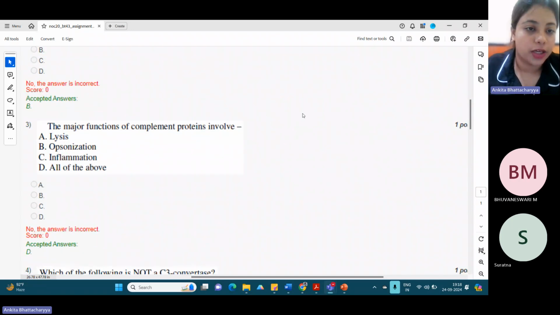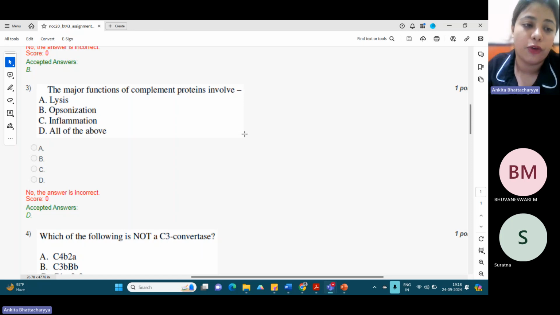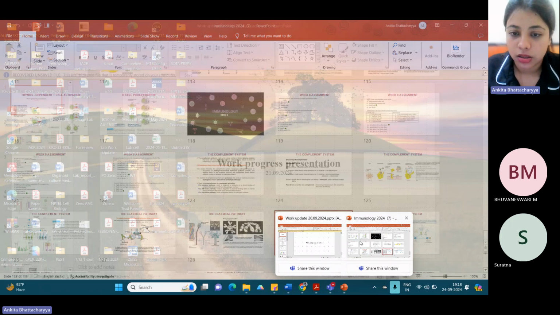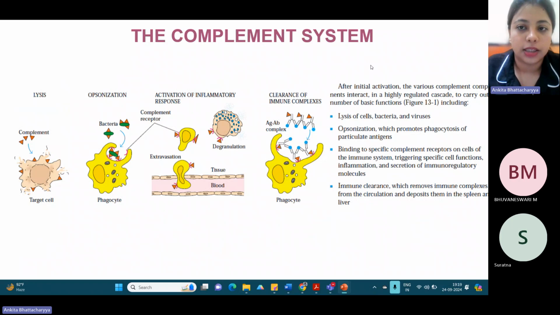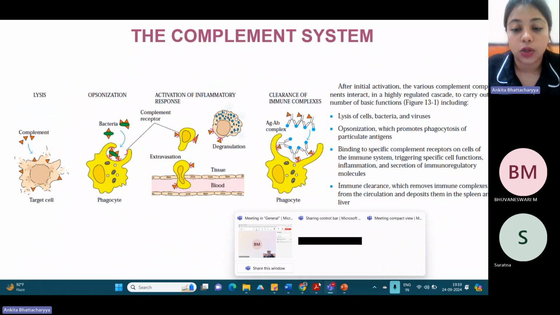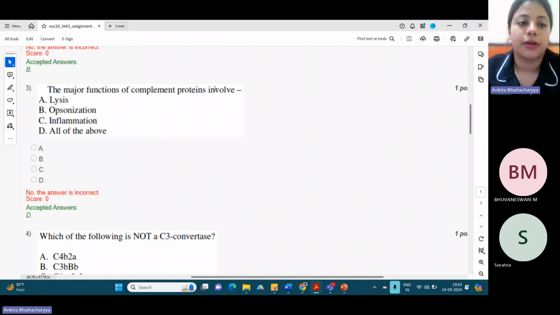In question 3, you can see the major functions of complement proteins involve which of the following. So if you remember that initial schematic we had seen, maybe I can go back here. So yeah, these are the types of functions of the complement system. So we had lysis, opsonization, inflammatory response getting triggered, and finally the clearance of the immune complexes, as all of the different functions that are executed by the complement system. So all of these are present. So if you look at the options, option A, B, and C, all of them are correct. Therefore, option D would be the correct answer in this case.